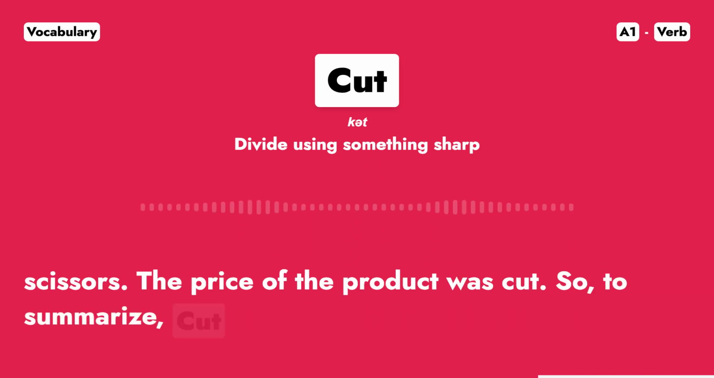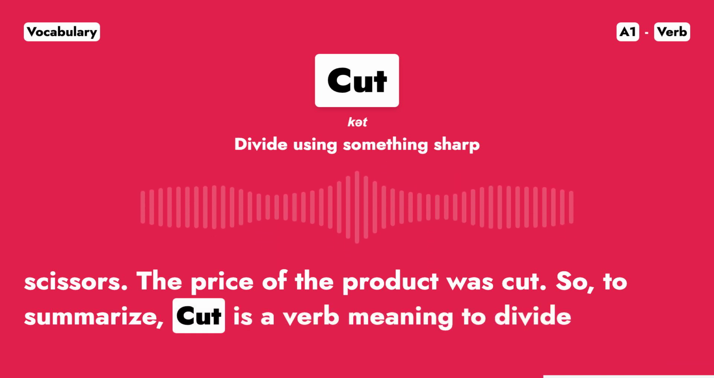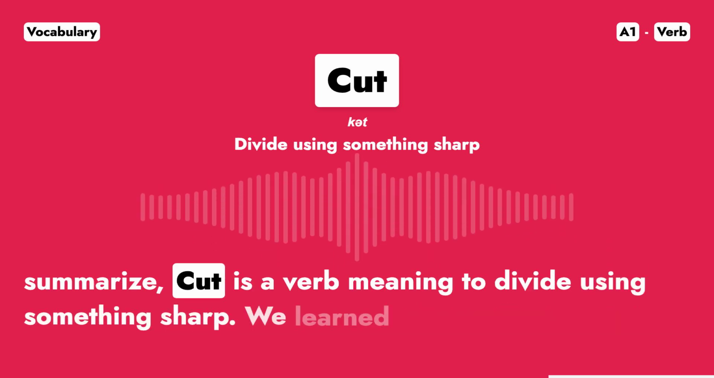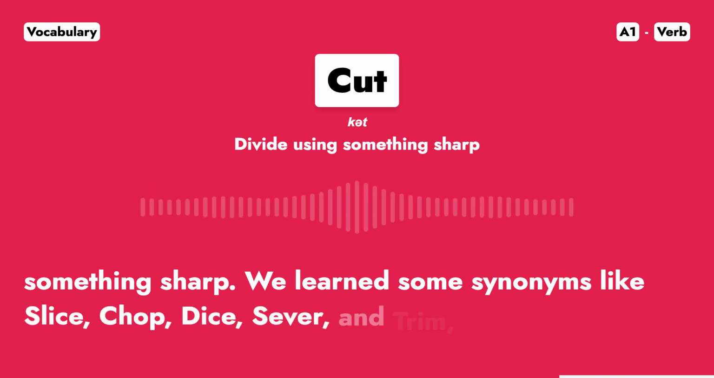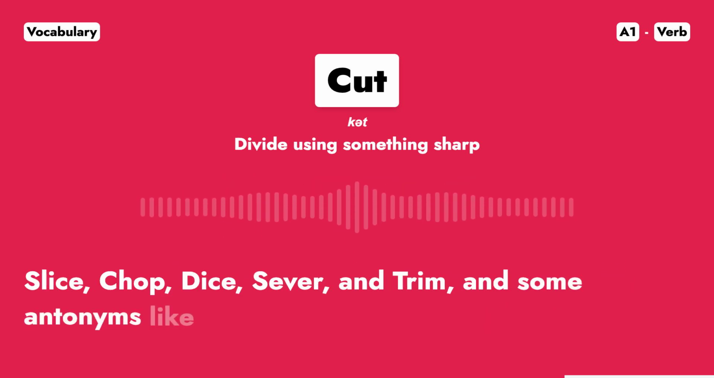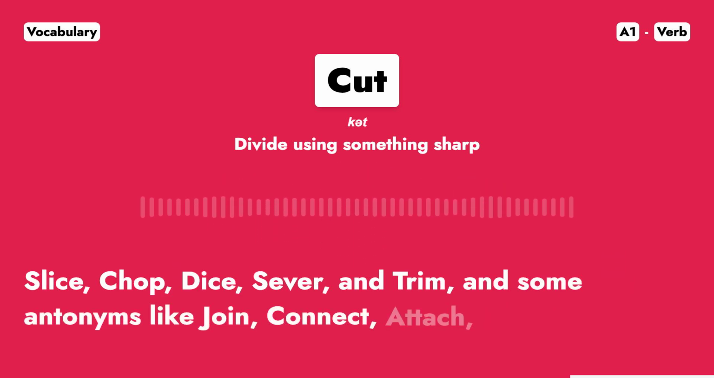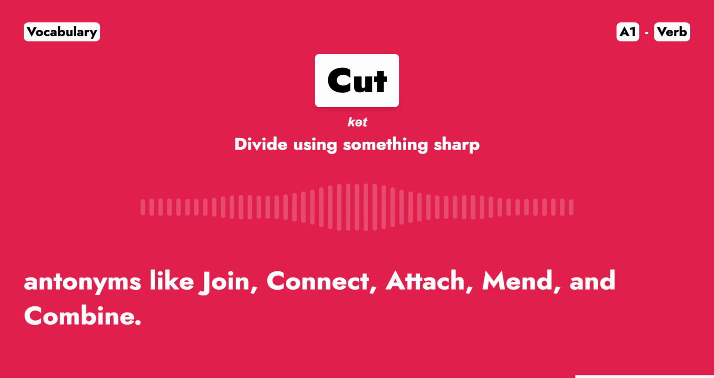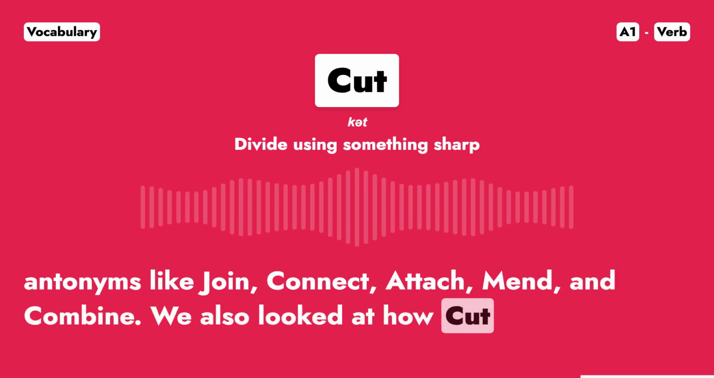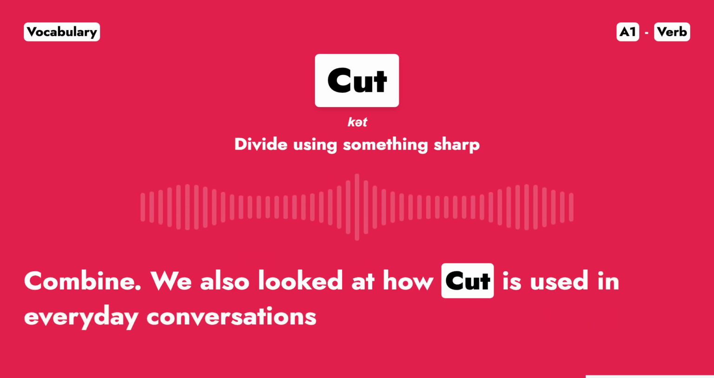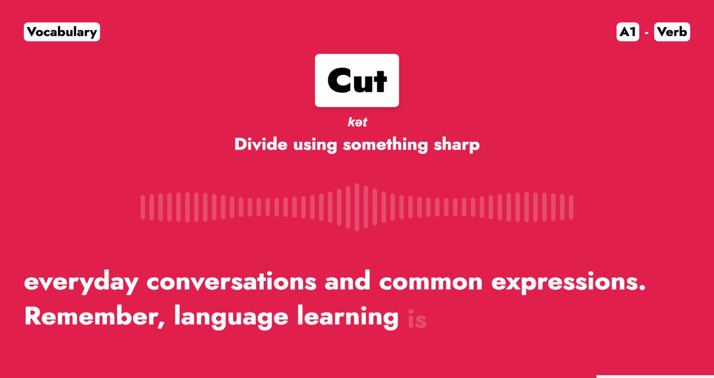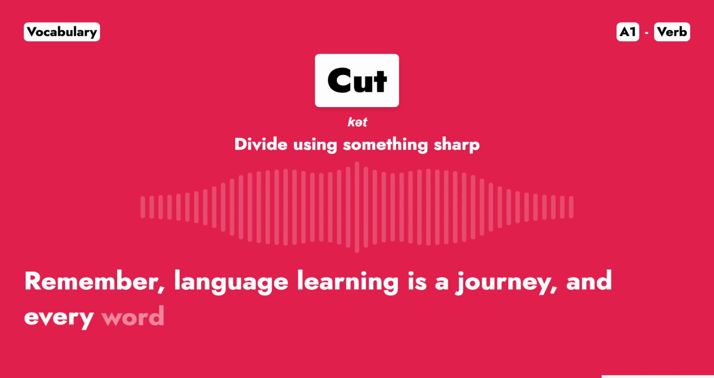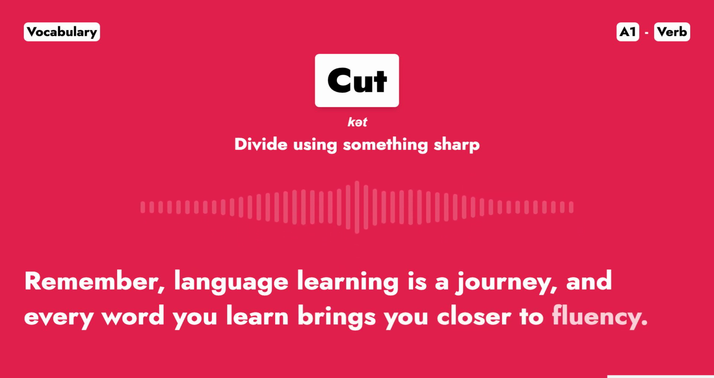So, to summarize, cut is a verb meaning to divide using something sharp. We learned some synonyms like slice, chop, dice, sever, and trim, and some antonyms like join, connect, attach, mend, and combine. We also looked at how cut is used in everyday conversations and common expressions. Remember, language learning is a journey, and every word you learn brings you closer to fluency.